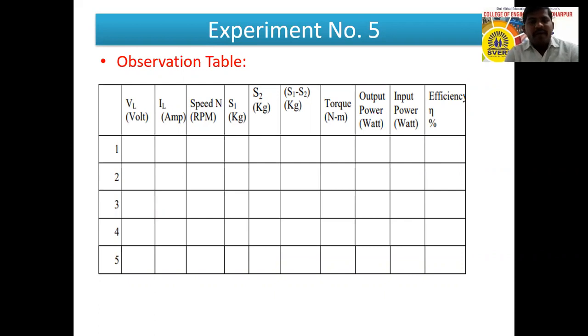Now output power can be calculated by the formula P out is equal to 2 pi NT divided by 60, where N is speed, T is the calculated torque, and 2 pi and 60 are constants. Then input power is the supply voltage V multiplied by line current I. Once you know input and output power, we calculate the efficiency: output power divided by input power into 100. We get the efficiency in percentage. All of you take a screenshot of the observation table.